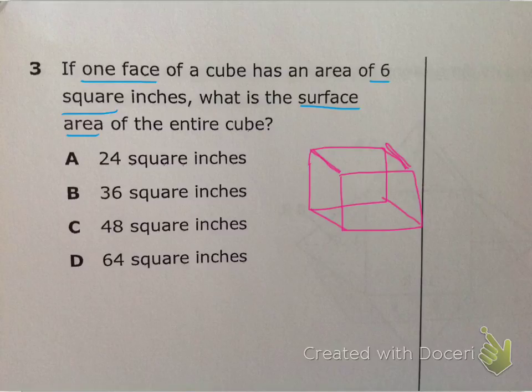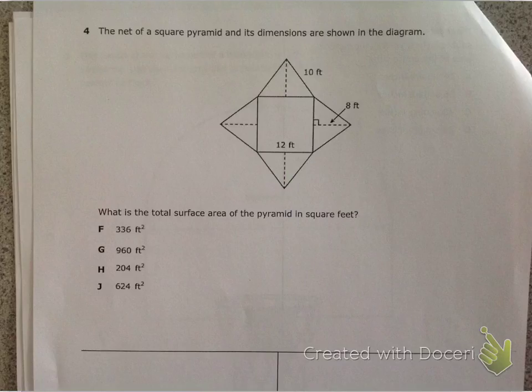Well, I have 6 faces. I have a top, a bottom, a front, a back, a left, and a right. And if each one of those is 6 square inches, that's 6 square inches 6 times. So 36 square inches for the total surface area. In other words, if you covered that cube, it would take 36 square inches. That's number 3.